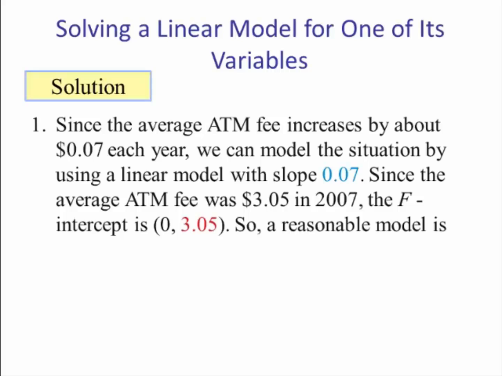Putting these two values together, we come up with our linear equation. F equals 0.07 times t plus 3.05, where F is our dependent variable, like our y, 0.07 is our slope, t is our independent variable, and 3.05 is our y-intercept.